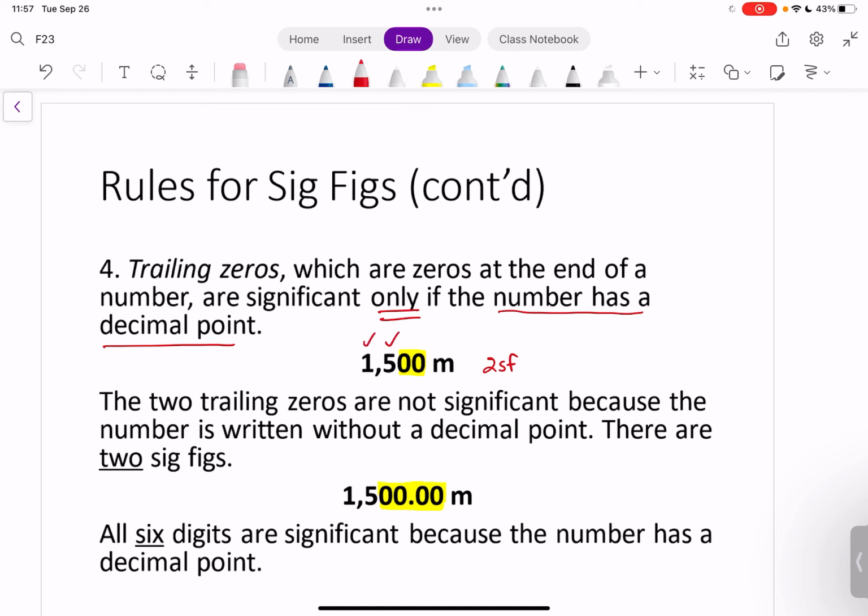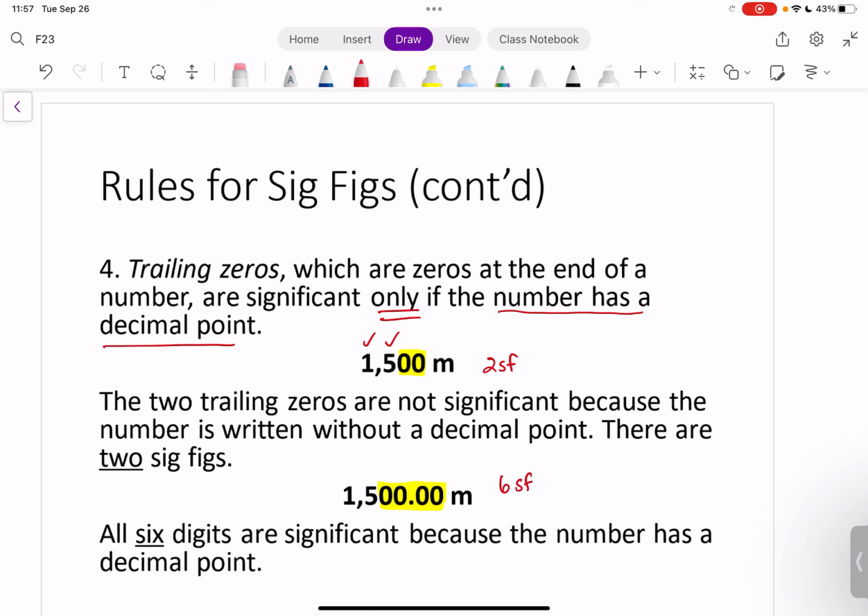This one and this one. All right, and in the next one, how many sig figs do we have in this number? Remember, those trailing zeros are now significant because there's a decimal point in that number. So take a guess. Yeah, there are actually 6 sig figs here.